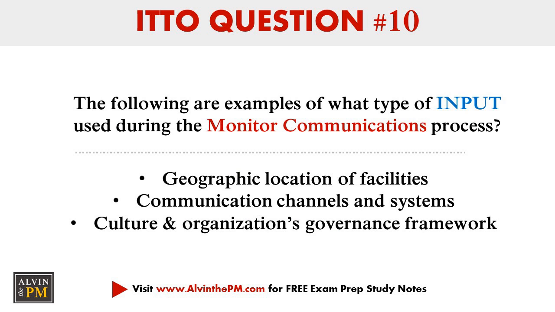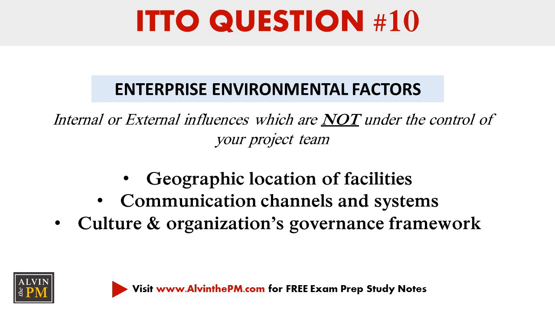Question 10. The following are examples of what type of input used during the monitor communications process: the geographic location of facilities, different communication channels and systems, as well as the culture and the organization's governance framework. The correct answer is enterprise environmental factors. These are internal or external influences which are not under the control of your project team.